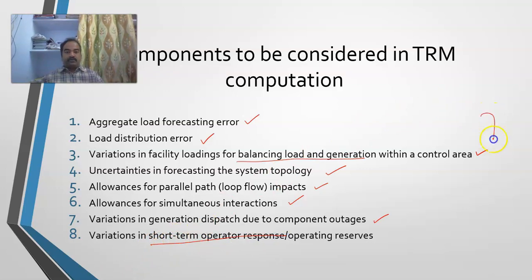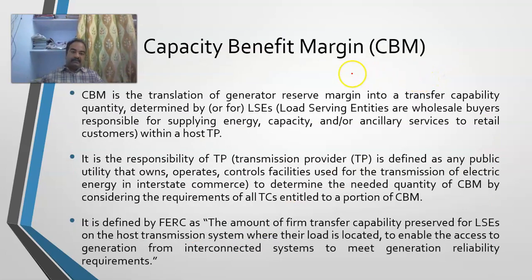So all these things are to be included when you are computing TRM, which means how much percentage of TTC you should keep aside as a margin. So this is the transmission reliability margin. The other margin is the capacity benefit margin, which we call CBM. This is a second margin which is generally included in TTC.